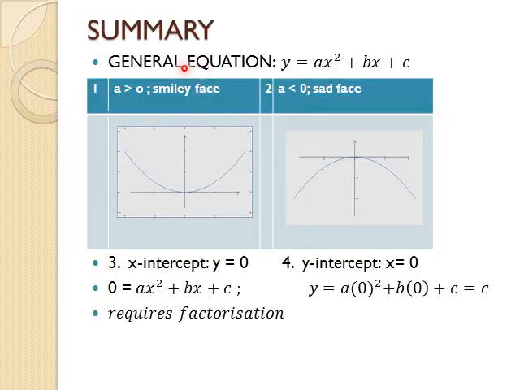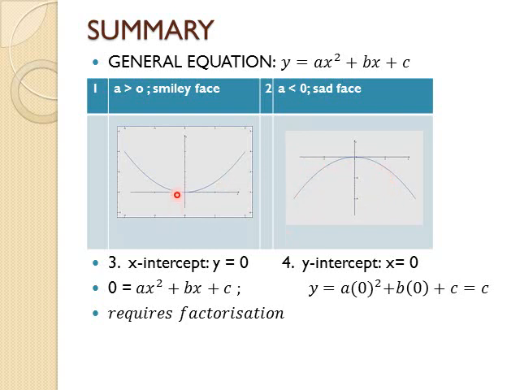So, general equation, y = ax² + bx + c. The a value there will decide the shape of the graph. So if a is bigger than 0, we'll always have a smiley face as a parabola. And when a is less than 0, we have a sad face. So in short, if we relate it to life, if you are positive, a greater than 0, you'll always be smiley and happy. And if you are negative, a less than 0, it will be a sad face.